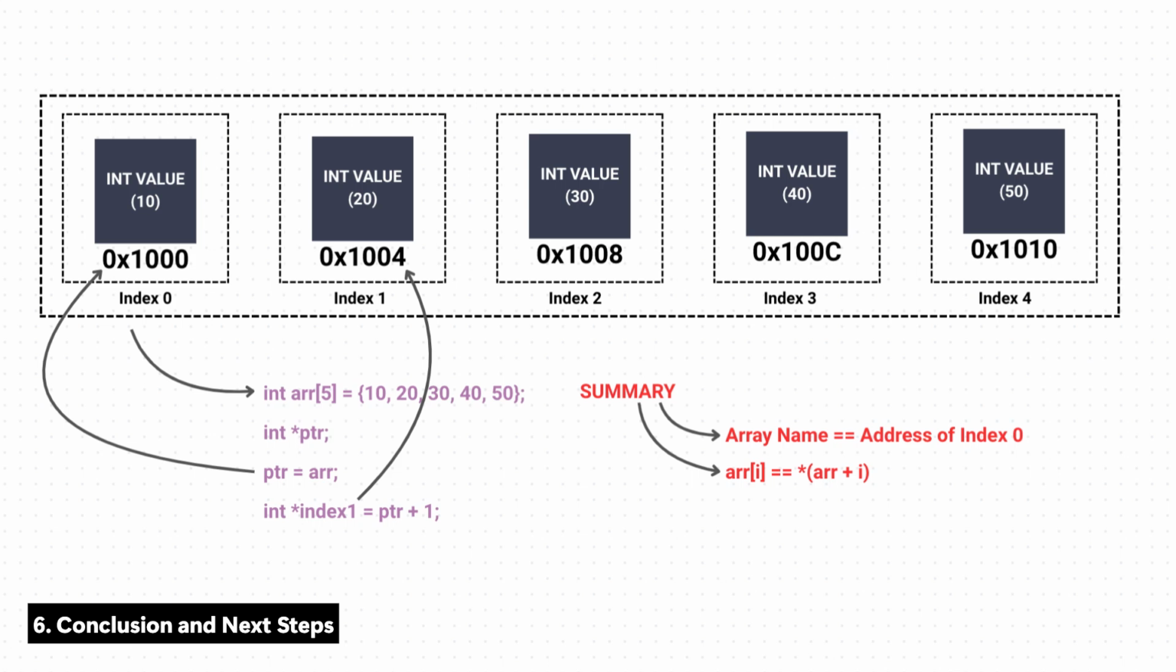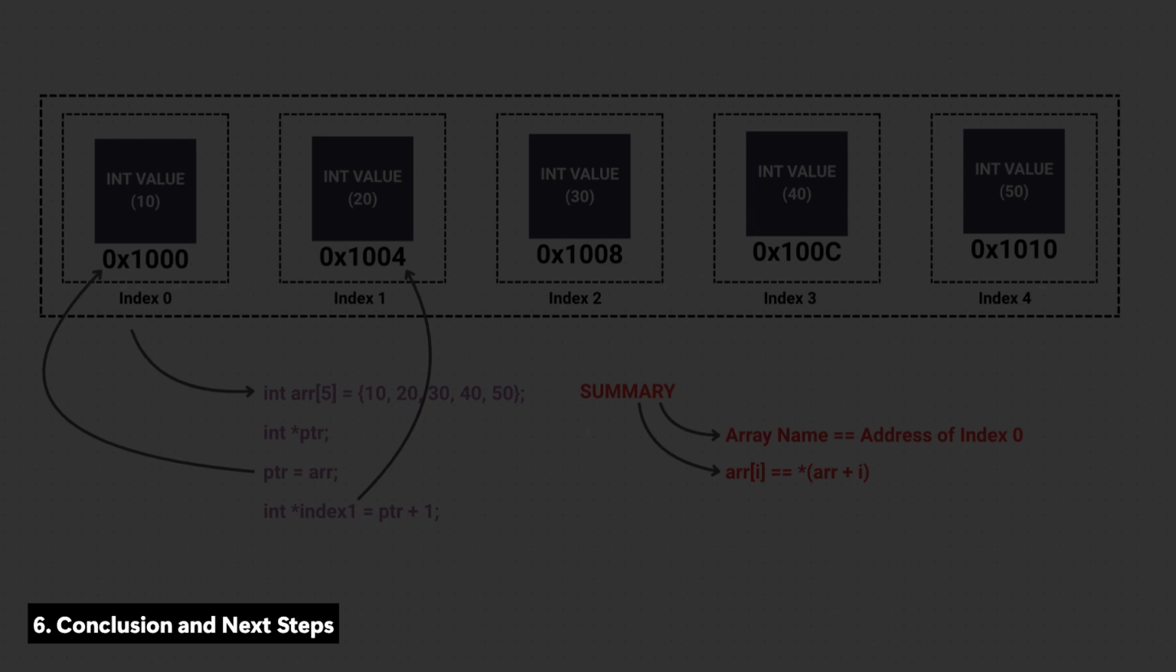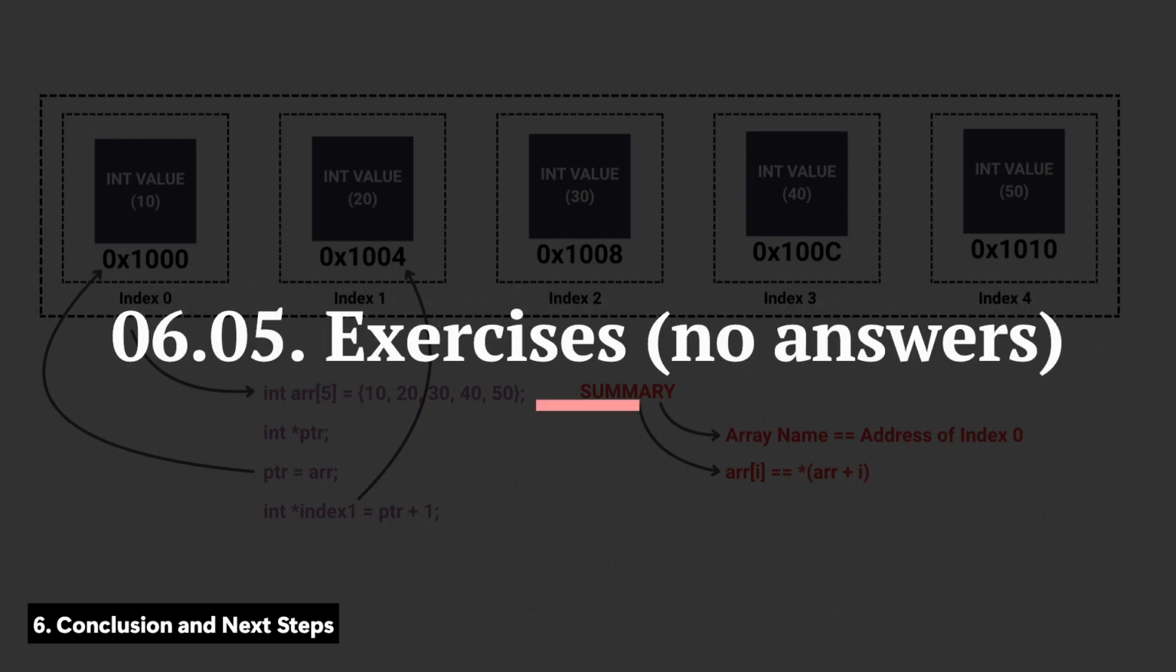6. Conclusion and next steps. The relationship between pointers and arrays is symbiotic. The array name provides the starting address, and pointers allow flexible, powerful navigation through the array's sequential memory blocks using pointer arithmetic. This completes our foundational lessons on C pointers. Our next lesson is 6.05. Exercises, no answers.